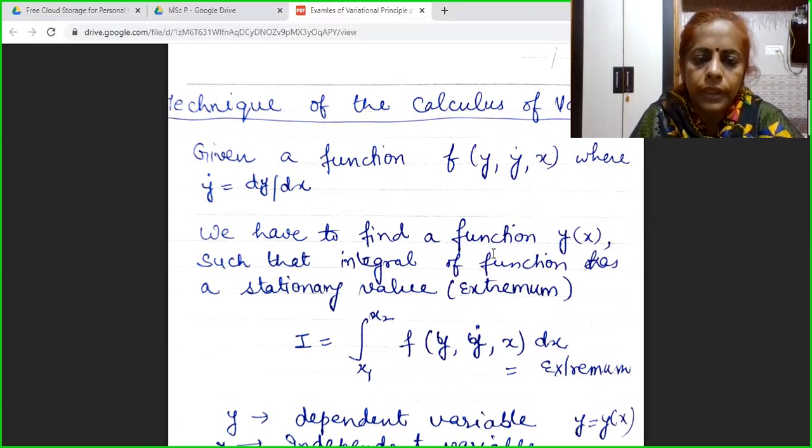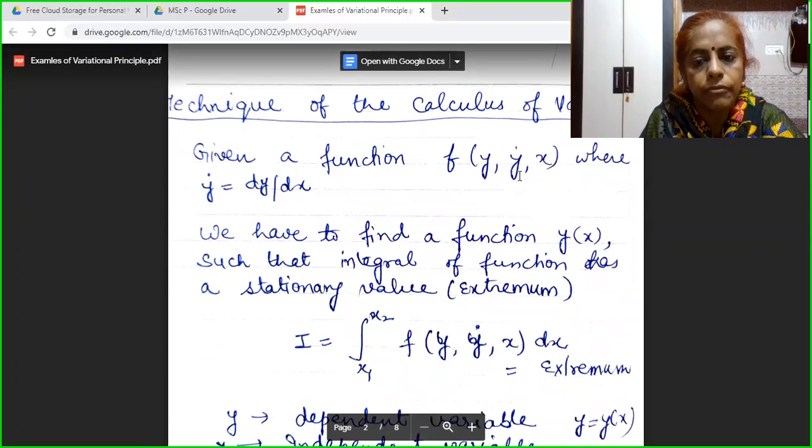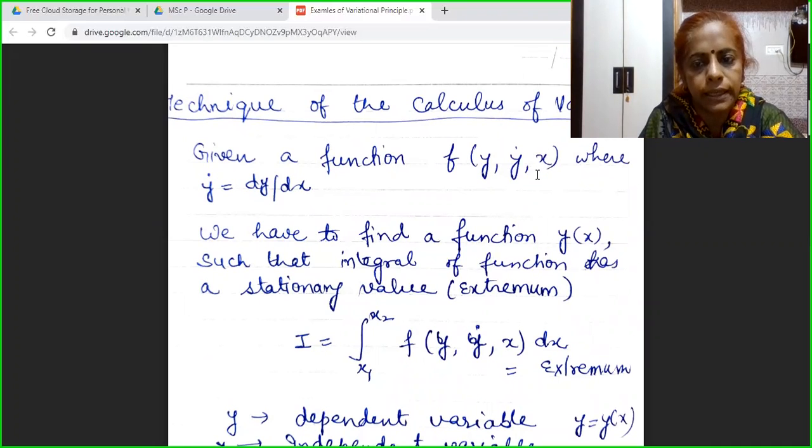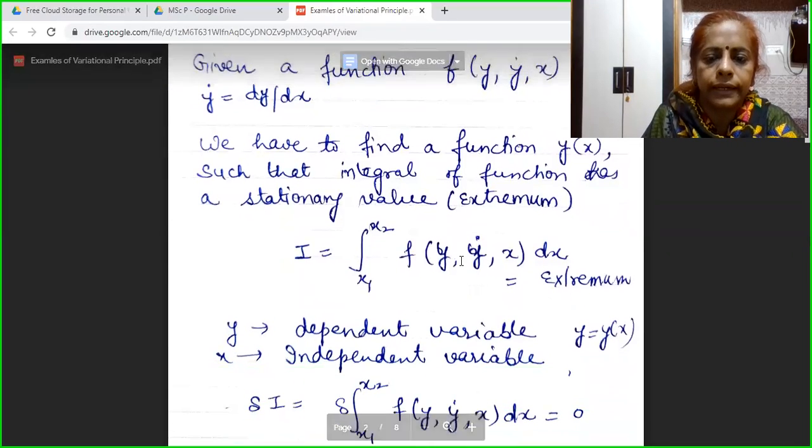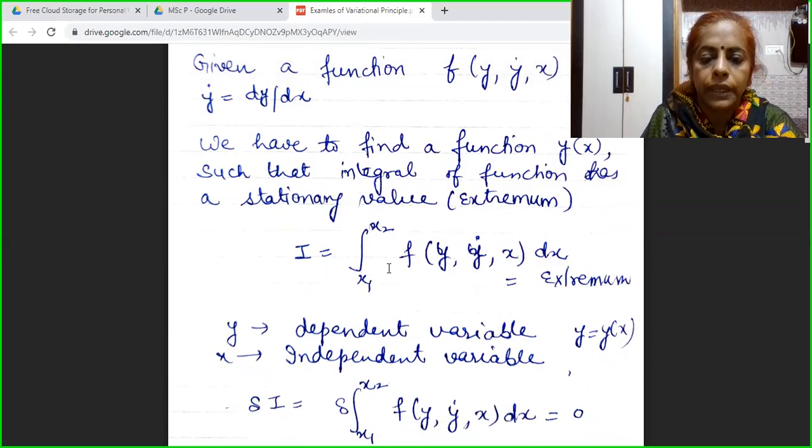For this purpose, we are given a function f. Its dependence is on y, y0 and x. Here x is an independent variable and y0 is the derivative of y with respect to x. That means y is the dependent variable. For this function, we define an integral I to be the integration between x1 and x2. These x1 and x2 are respectively the initial and final point. Integral between x1 and x2 of the function with respect to dx.